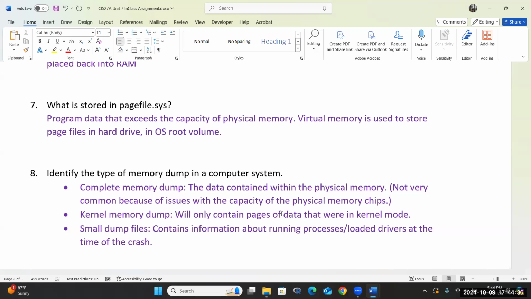Kernel memory dump will contain pages of data from the kernel mode. Remember, we talked about the kernel mode is your trusted mode, and your user mode is the untrusted mode for the OS. Small dump files contain information about running processes and loaded drivers at the time of the crash. So in the case where you have malware that caused a crash, you refer to small dump files. That's going to give you the processes that were running.